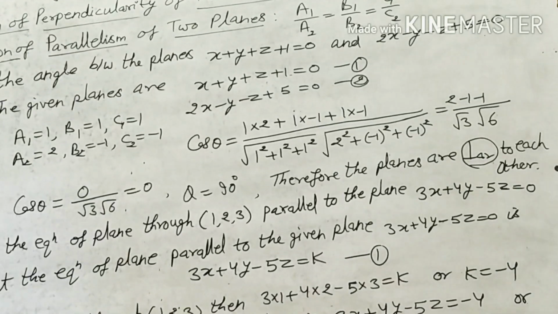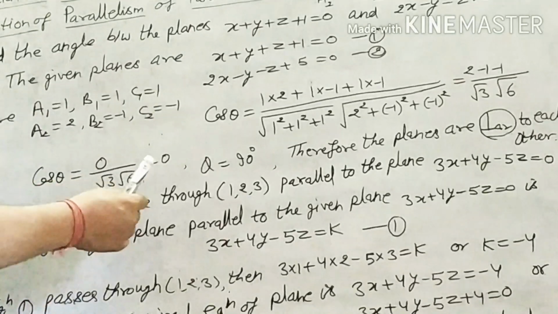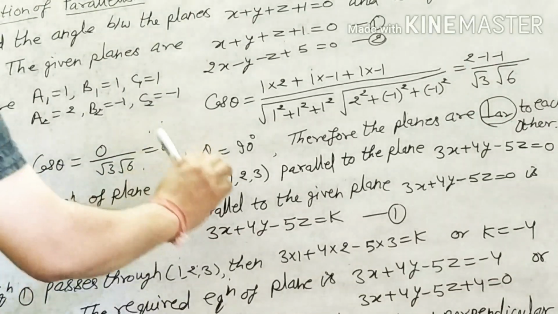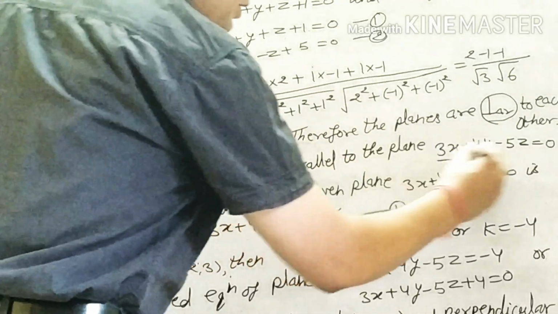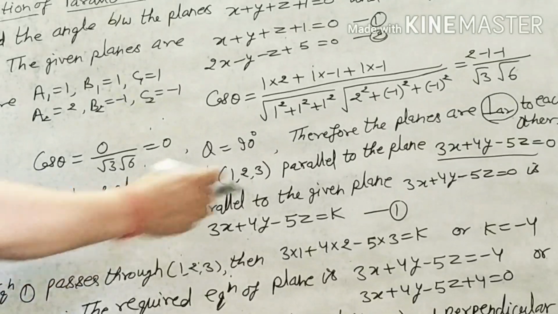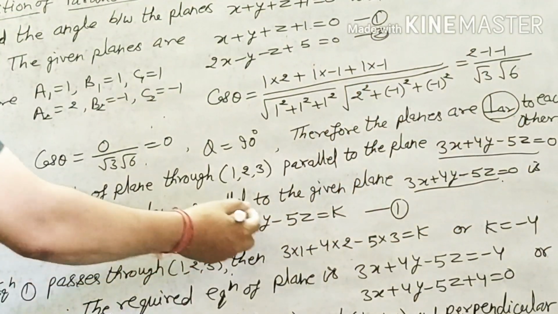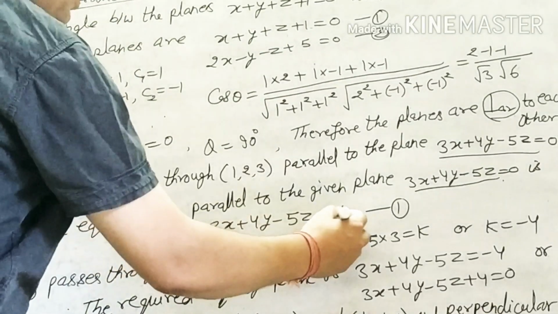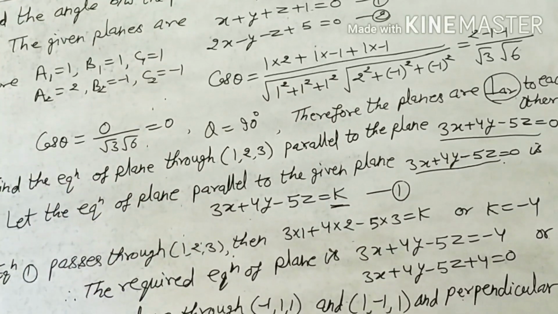Now another question. Find the equation of the plane through 1, 2, 3. The point is given. The equation of the plane passing through this point and parallel to this given plane. So let the equation of the plane parallel to the given plane be 3x plus 4y minus 5z equal to k. K is an arbitrary constant, you can say.